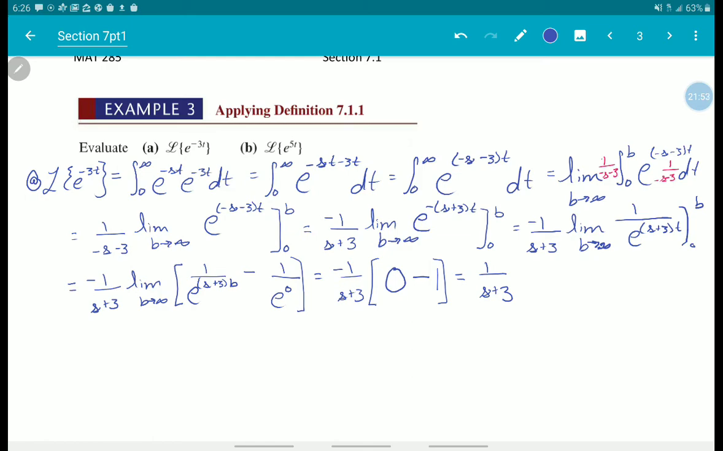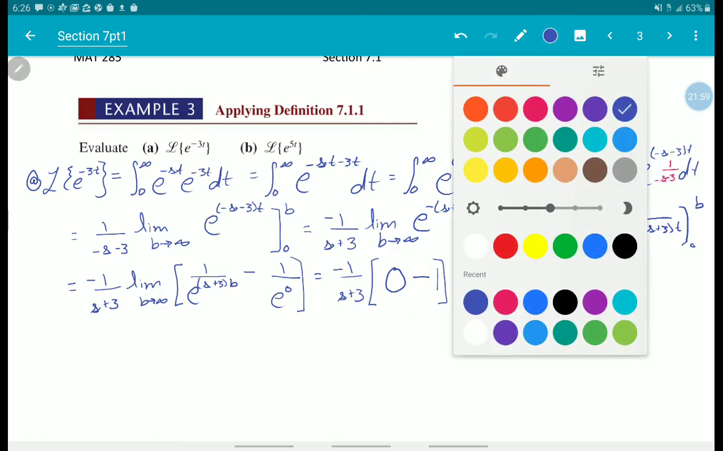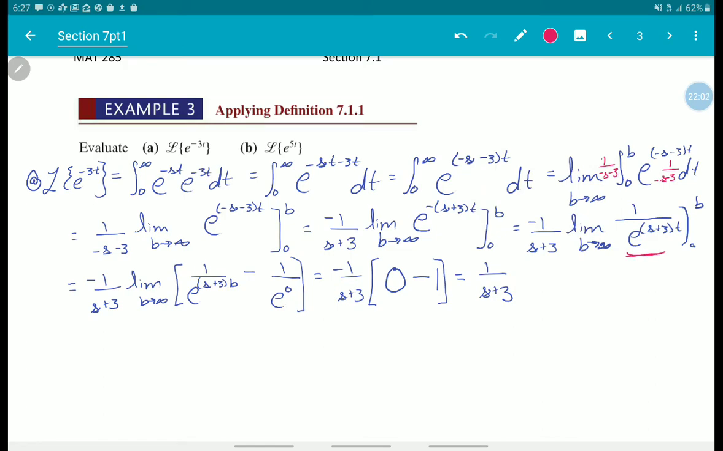So let's think about that convergence. What would s have to be to force convergence here? Well, I'm going to go back to this step here. I think it's the easiest way to see it. We want that to be a positive number. So s plus 3 has to be bigger than 0, which means s has to be greater than negative 3. So as long as s is greater than negative 3, it's going to force this definition to converge, which means our Laplace transform for e to the negative 3t would be equal to 1 over s plus 3.